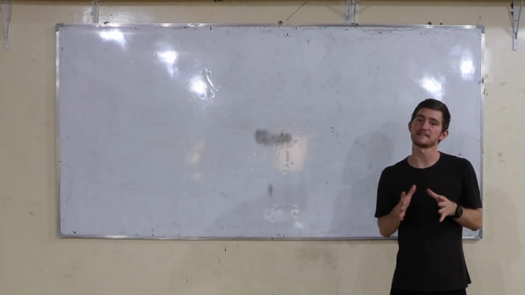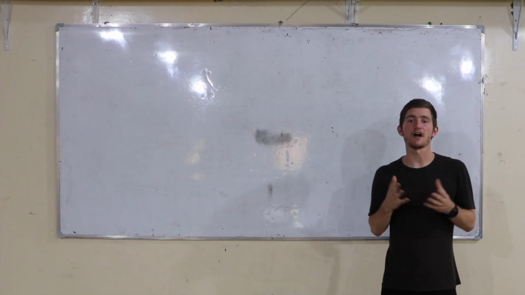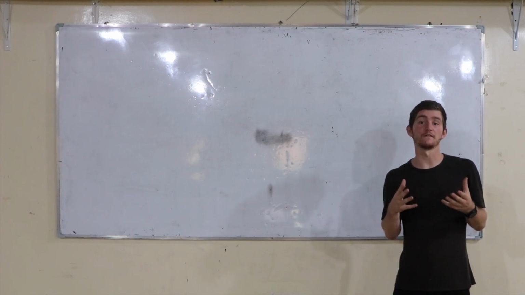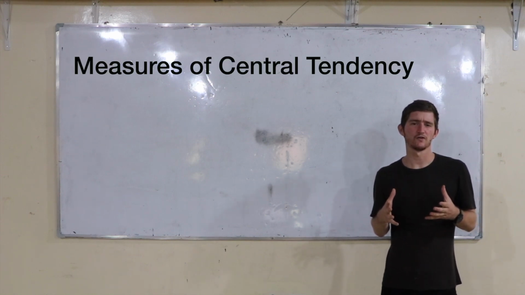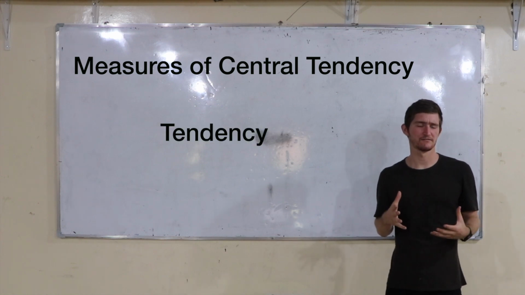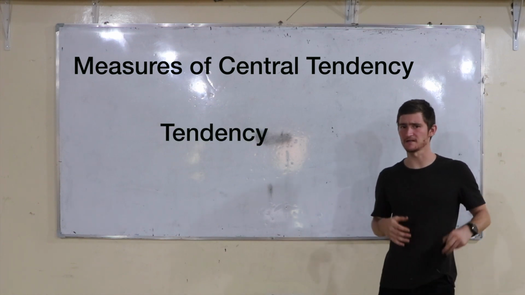Good. One of the first major areas of statistics that we need to understand is a concept called the measures of central tendency. So this word tendency, what does this word tendency mean?